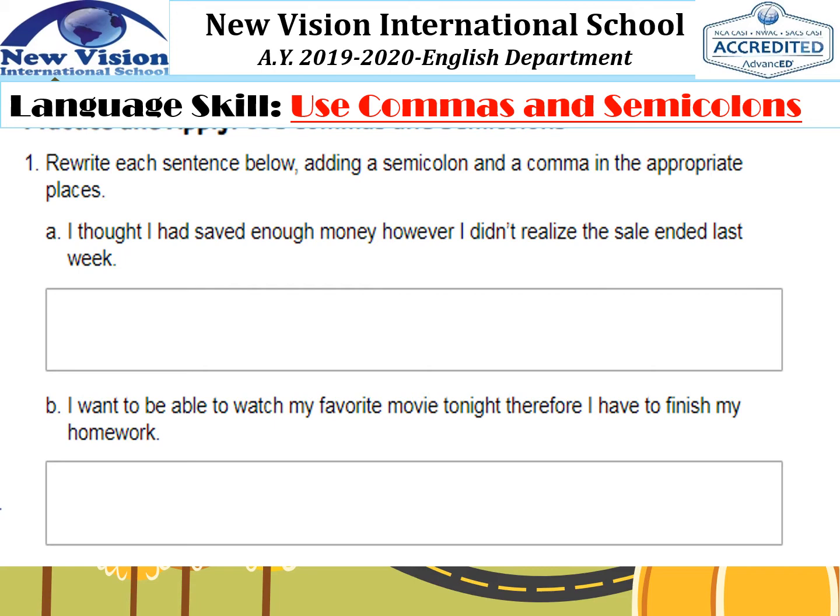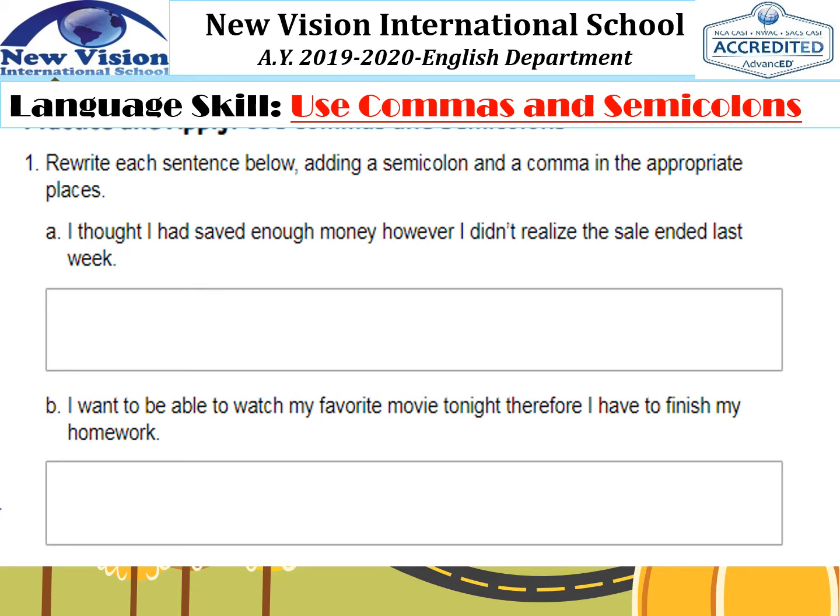For letter A, I thought I had saved enough money, however, I didn't realize the sale ended last week. So, we make use of the transitional word, however. Why? Okay, because these suggest a connecting or contrasting relationship. So we are going to put, I thought I had saved enough money, semicolon. However, for our transitional word, then comma, I didn't realize the sale ended last week.